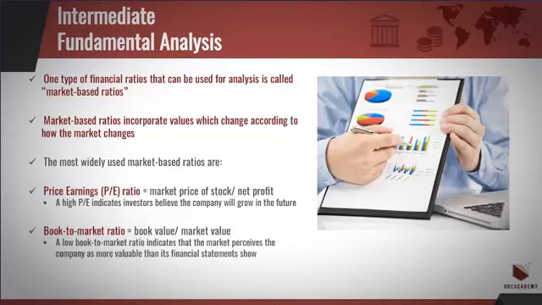The most widely used market-based ratio is the price-earnings, or PE ratio, which equals market price of stock divided by net profit. It is calculated by dividing the market price of a given company's stock by the last period's profit figure. A high PE indicates investors believe the company will grow in the future.